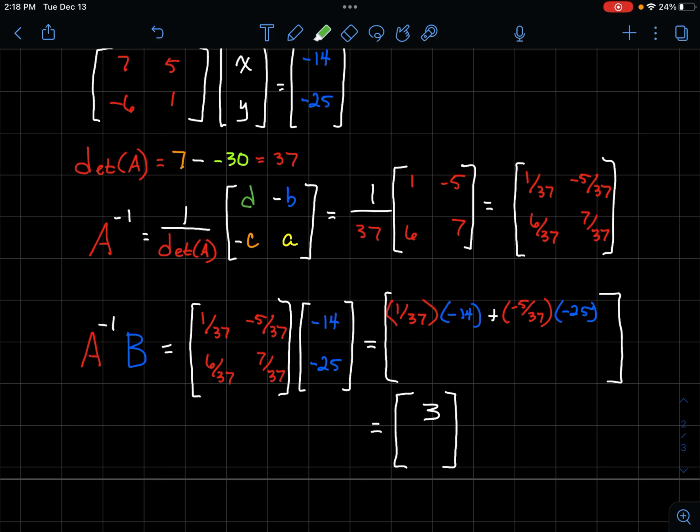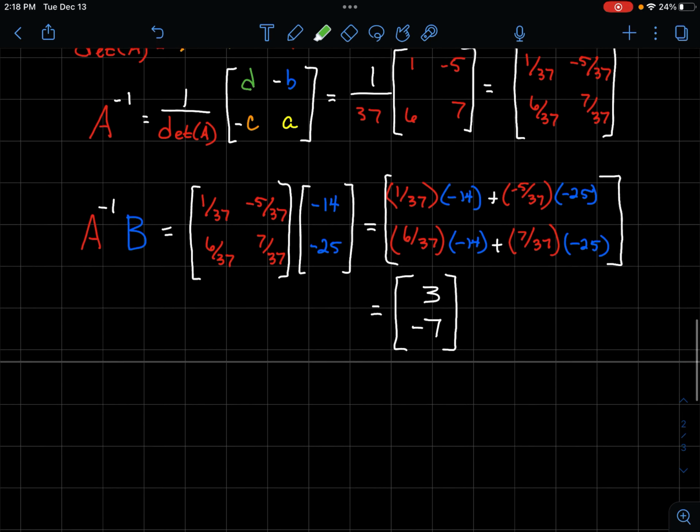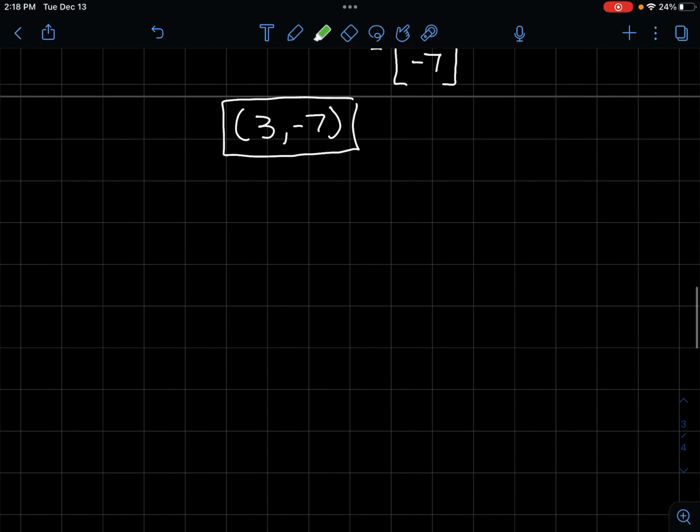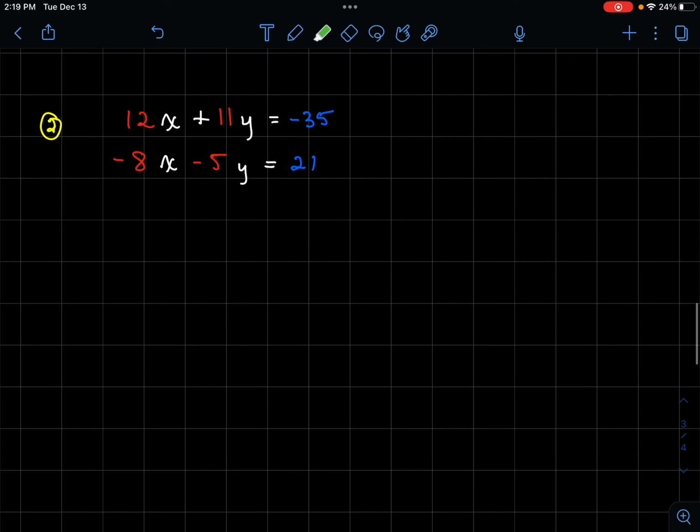Moving on to the bottom row in the column, we have 6/37 times negative 14, adding to it 7/37 times negative 25. That gives us a value of negative 7. So what we can say then is that the solution to this system of equations is the x value of 3 and the y value of negative 7. So that's one example; let's take a look at a second example.